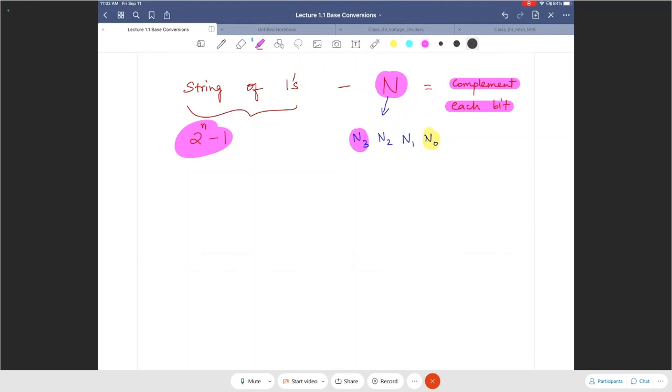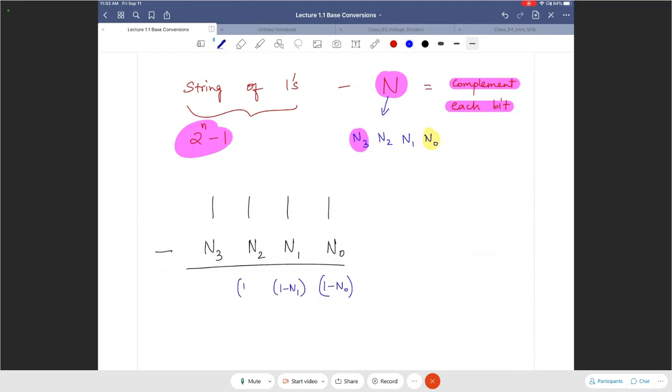Let's prove it. String of ones. How many ones do I need to consider over here? Well, I just have 4 bits for n. I'm assuming 4 bits. So I'm going to simply write 4 ones: 1, 1, 1, 1. And I'm going to subtract the number n3, n2, n1, n0 from it. What happens? Well, you will get this result, right? For the least significant position, you get 1 minus n0. Next to that, you get 1 minus n1. Next to that, you get 1 minus n2. Next to that, you get 1 minus n3.